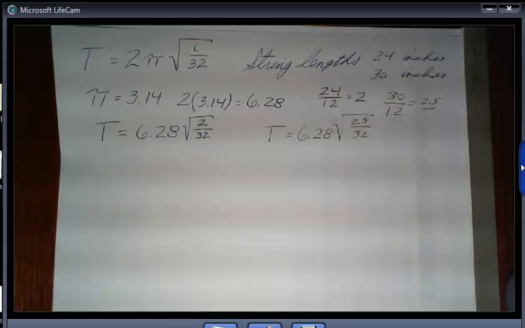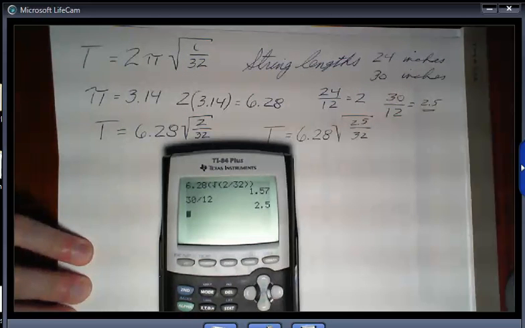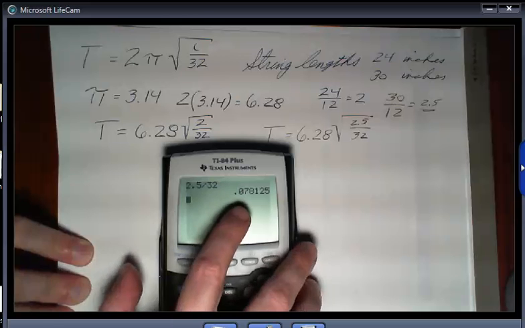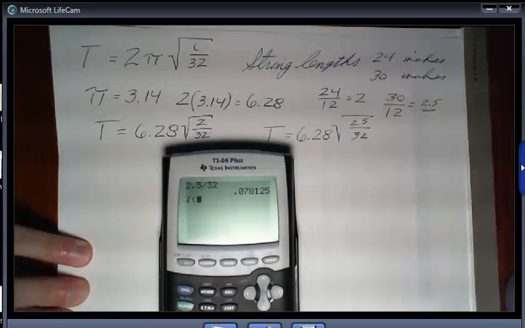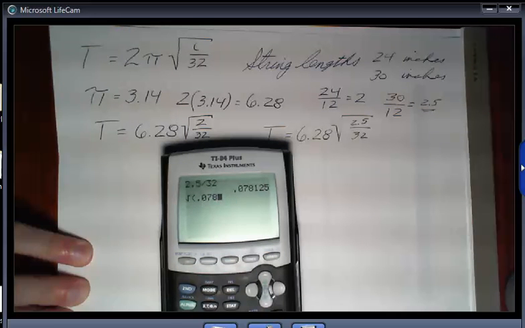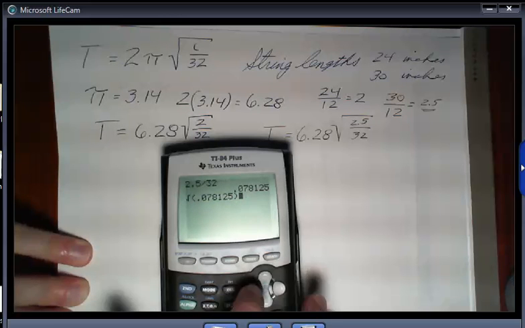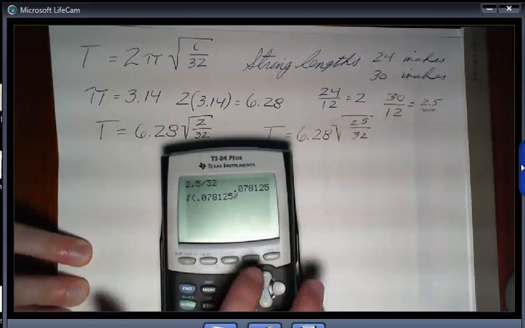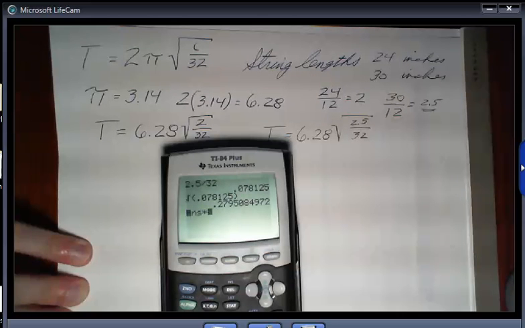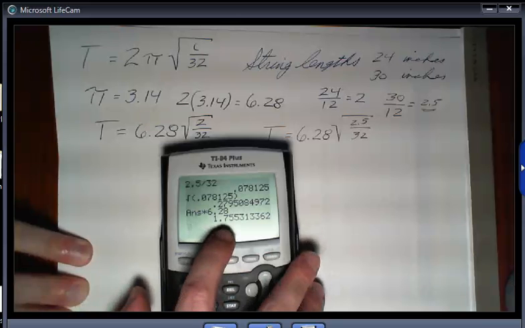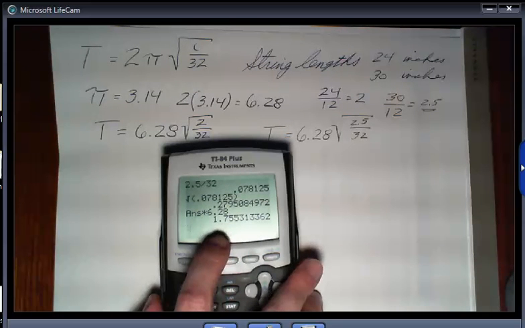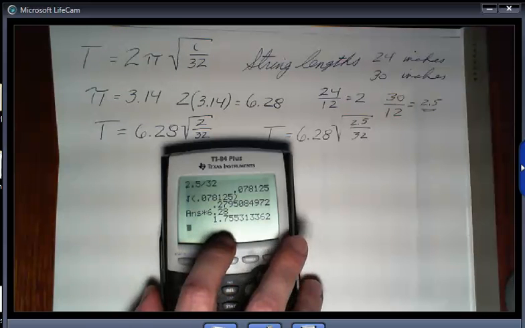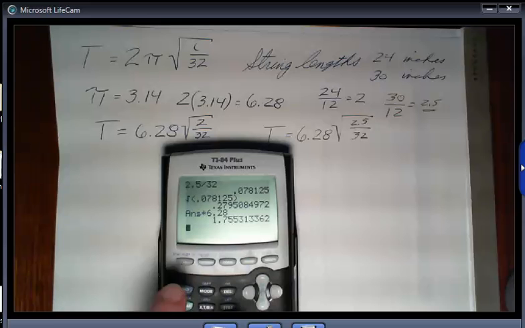And again, if I'm going to enter it in pieces, I can simply take the 2.5 and divide that by 32. And then this is my decimal value. Then I want to take the square root of that entire decimal value. So 0.078125, close parentheses. Alright, close parenthesis, enter, and then I'm just going to multiply that by 6.28. In this case, for the purposes of the assignment, I would round it to the nearest thousandth. So 1.755 is what I would list as my answer for that. That's to enter it in pieces.